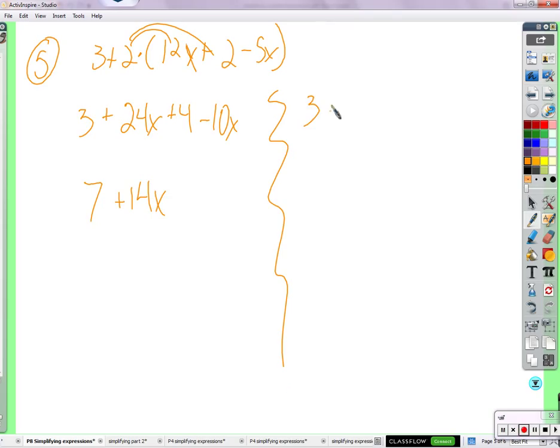Or before we distribute the 2, what can we do first? 12x minus 5x is 7x, plus 2. Distribute the 2 now, we have 3 plus 14x. 2 times 2 is 4. There's that 14x right away. And 3 plus 4 again is 7. So you can distribute the 2 to all 3 things. You can distribute to however many terms are in the parentheses. Is there 3 of them, or 4 of them, or 5 of them?